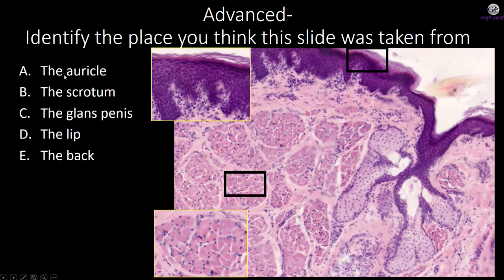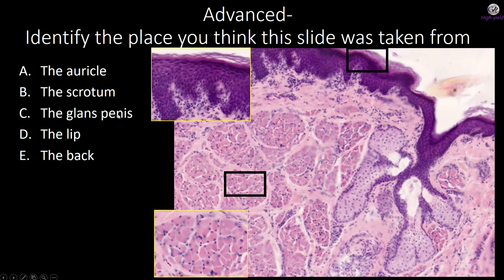We've got the auricle. So if it was the ear, it could be the ear, but do you have a skeletal muscle just underneath the skin? I don't really think of that when I think of my ear. I think of cartilage underneath, so I don't see any cartilage in here. The scrotum, well, there is muscle underneath the skin in the scrotum, but that would be smooth muscle. It's autonomically innervated to help contract the scrotal sac when it's cold outside.